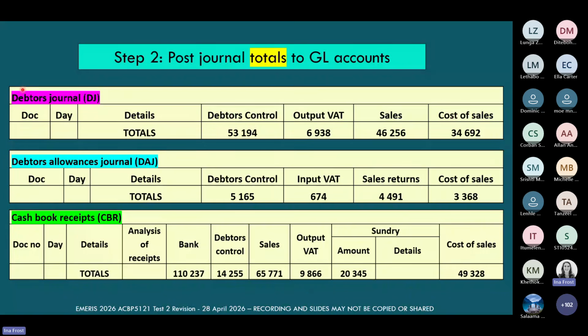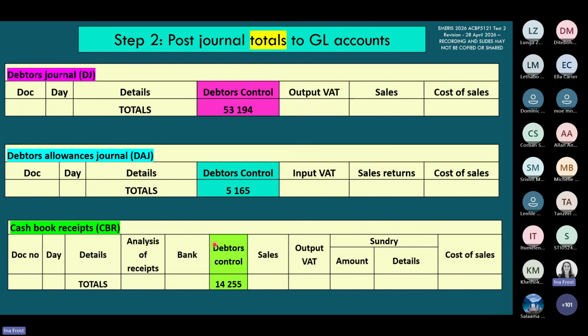Then we're going to do step number 2. We're going to post from the journals. And again, we're looking for journal totals. And the 3 most key journals are your debtors journal, debtors allowances journal, and cash book receipts. We're going to go through these journals and we're going to identify all the transactions that specifically apply to the debtors control account. So once again, we can ignore any of these other amounts because for now, we are just interested in preparing a debtors control account.